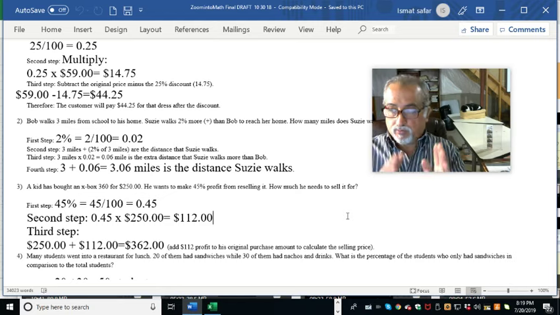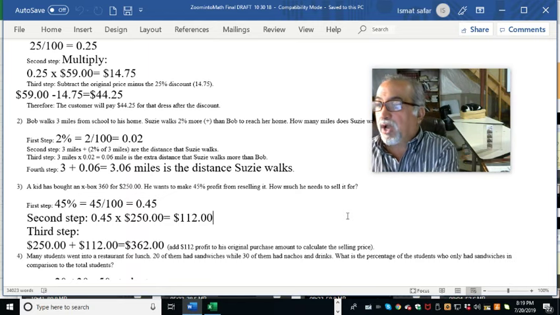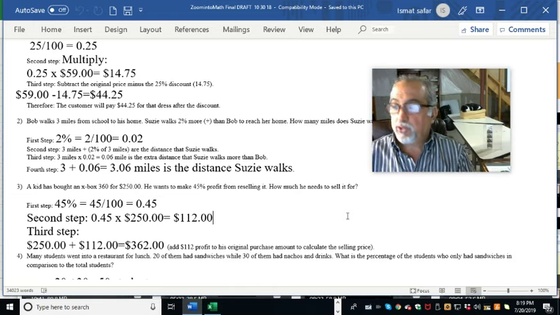So Bob walks 3 miles and Susie walks 3.06 miles. Okay, and that is the answer.